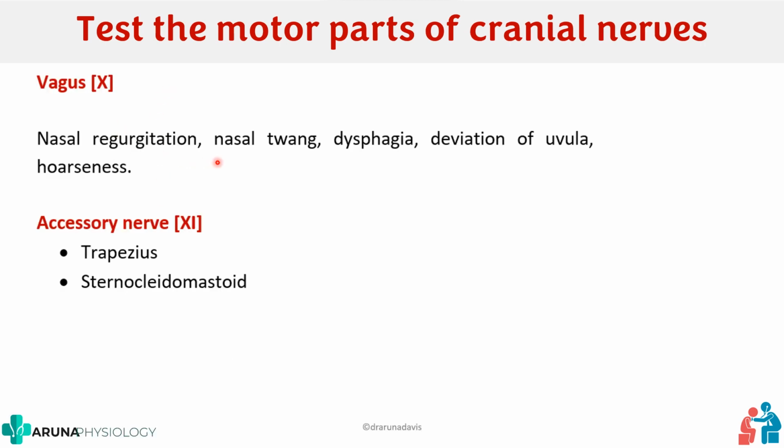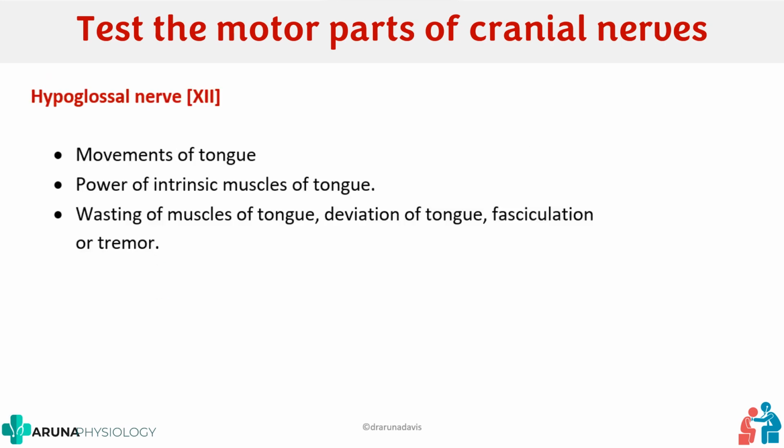So you have to check for nasal regurgitation, nasal twang, dysphagia, deviation of uvula and hoarseness because your pharyngeal muscles are supplied by the vagus nerve. And then we have to check for the accessory nerve, which includes the testing of trapezius and sternocleidomastoid. And then we've got the hypoglossal nerve, which are primarily innervating the muscles of the tongue.